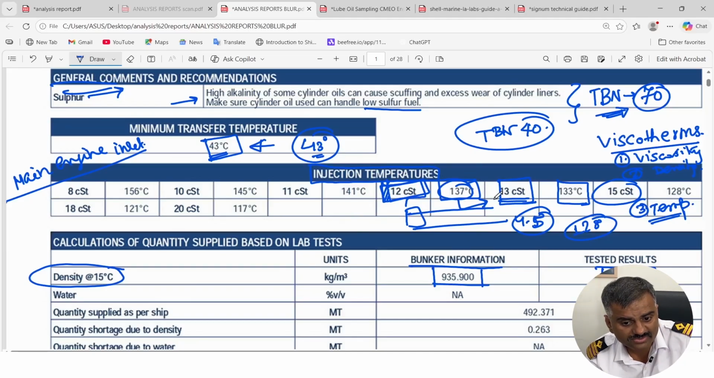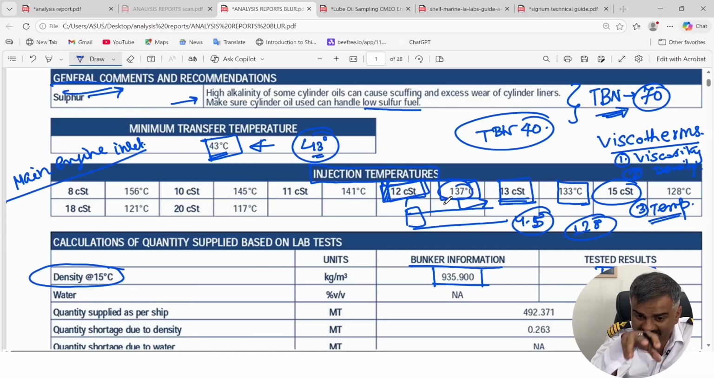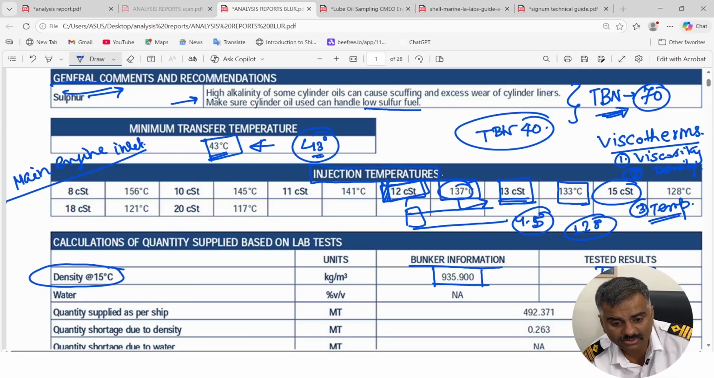So from this section, you will decide for different oils, your injection temperature at say 12 cst or 13 cst will be different depending on the oil type. Okay, so from the fuel analysis report, you will judge how much we have to keep the injection temperature at, or how we will set the viscotherm.